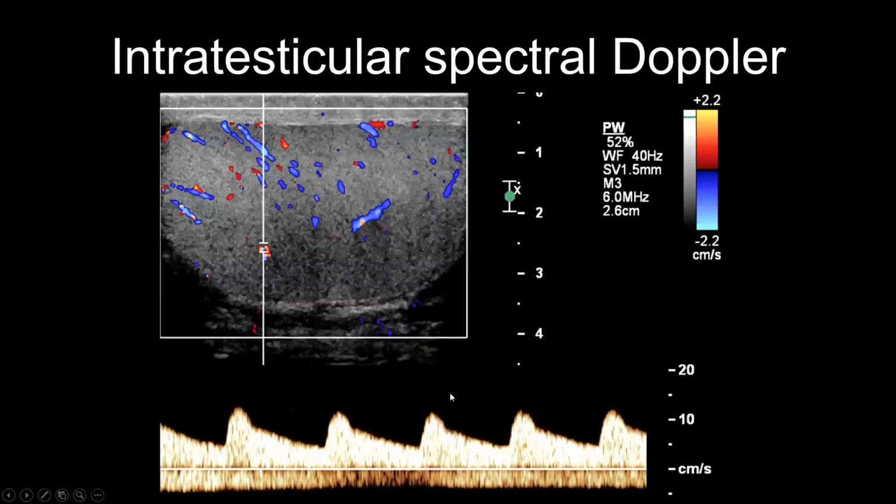Intratesticular spectral Doppler. Make sure this is our gate we're sampling. Here's the testicle. We want to make sure that the arterial tracing comes from within the testicle. It is not okay to just get it along the tunica and say that that's flow in the testicle. It has to come from within the testicle. And we want to optimize our scale. For instance, in the spectral Doppler, we would like this tracing to fill at least half of the scale.